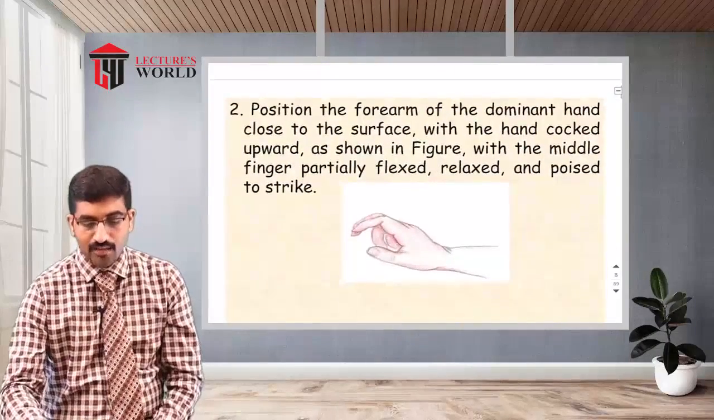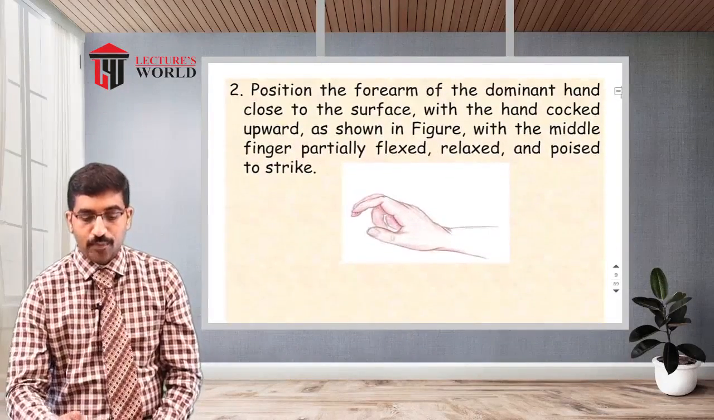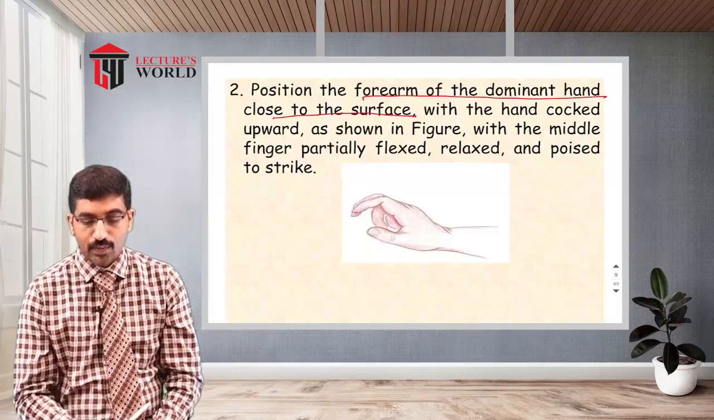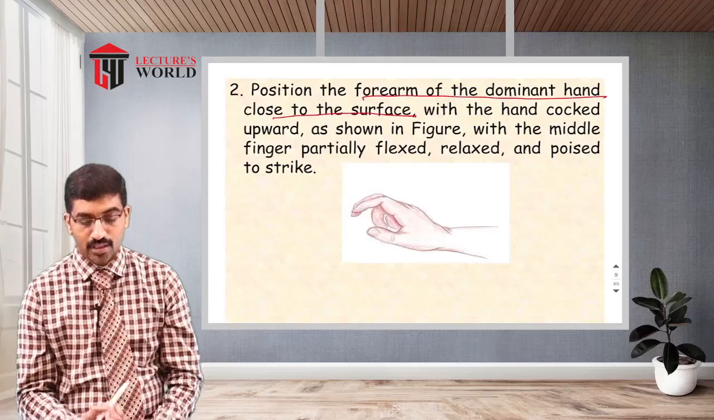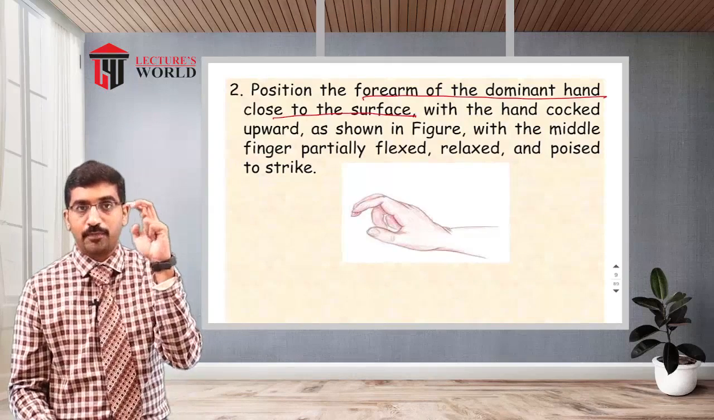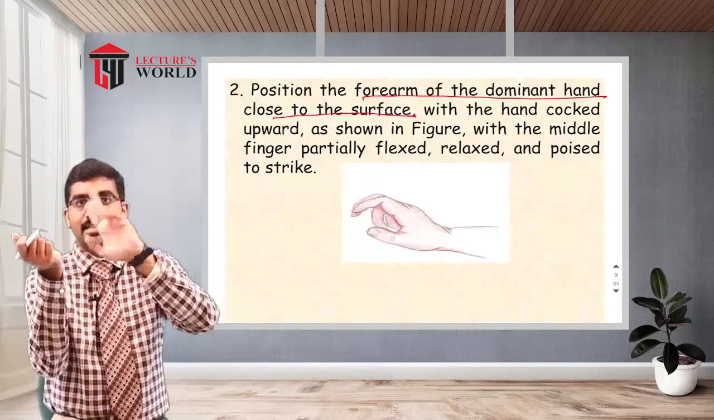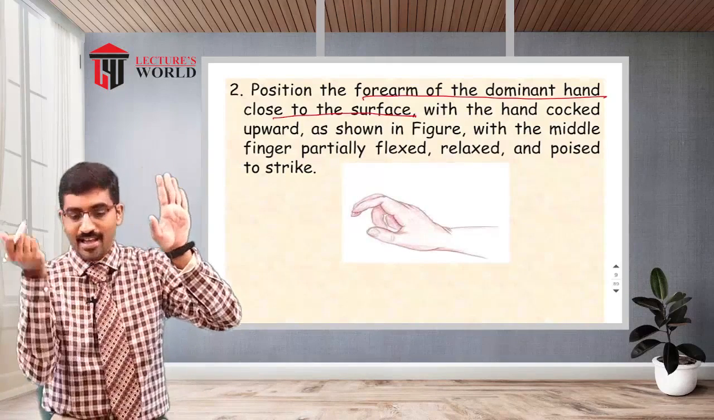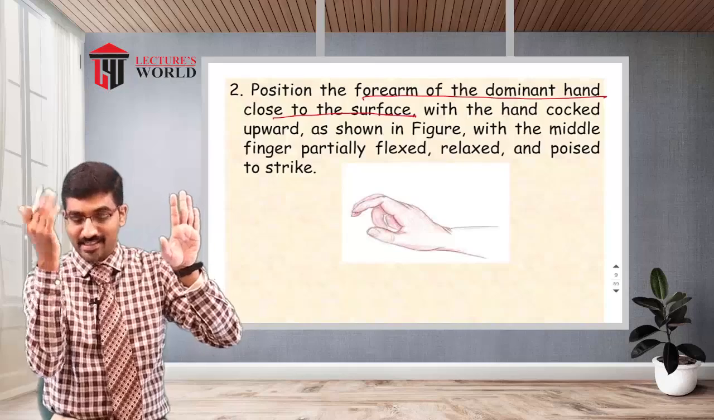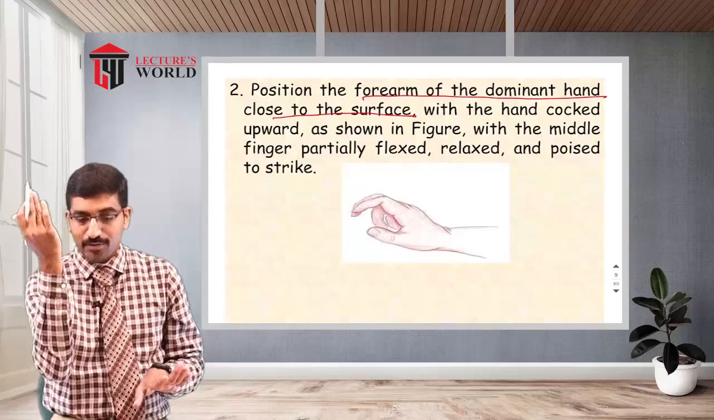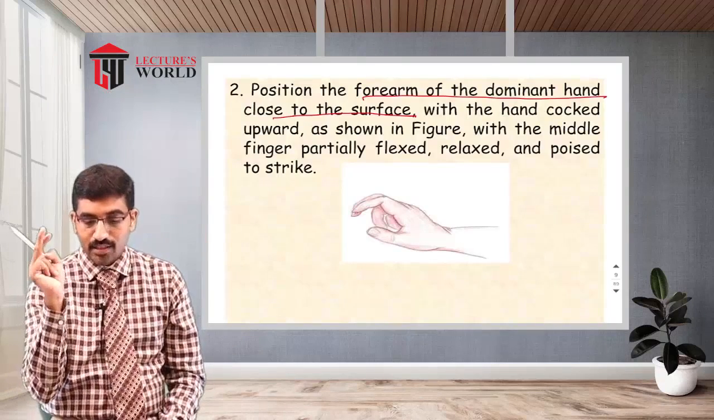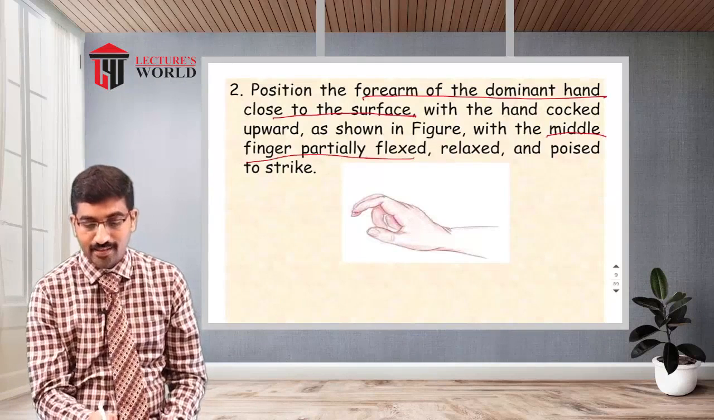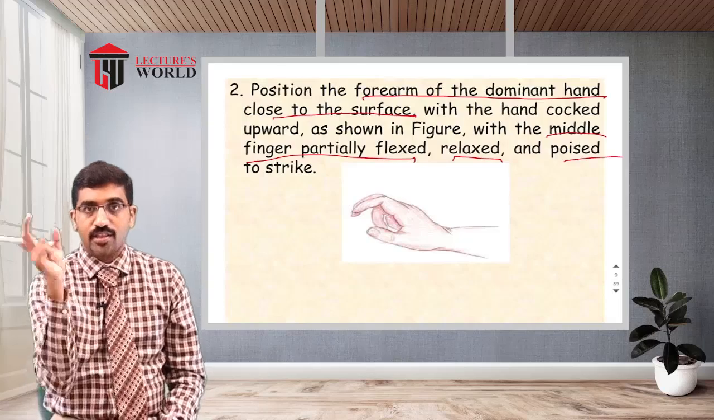Second step, we have to position the forearm of the dominant hand close to the surface with the hand cocked upward. So you have to just cock upward. So here I have kept this hand. This is my non-dominant hand, and my dominant hand is this. So this dominant hand forearm I have to take, and the hand should be cocked up, and the middle finger partially flexed, relaxed, and poised. So this is flexed.